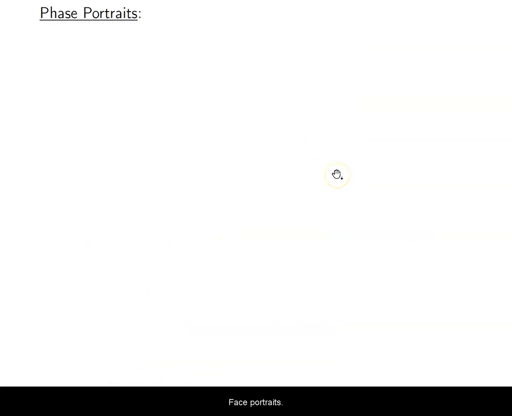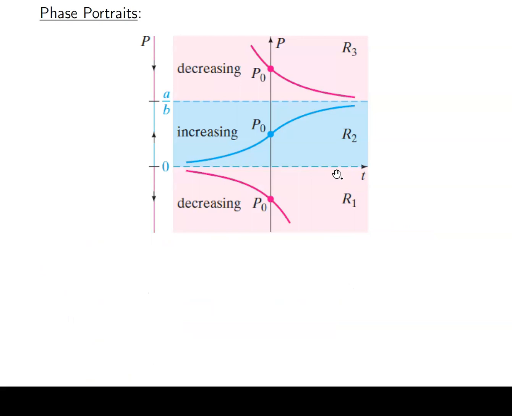So phase portraits, okay? So here's an image of a phase portrait. Phase portraits correspond to autonomous DEs.